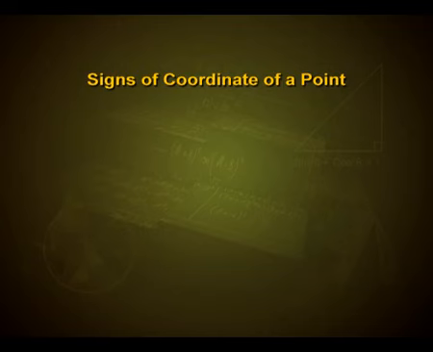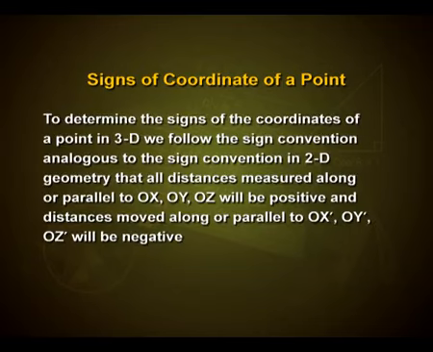Now, let us study the signs of coordinates of a point. To determine the signs of the coordinates of a point in three-dimensional space, we follow a sign convention analogous to the sign convention in two-dimensional geometry, that all distances measured along or parallel to OX, OY and OZ will be positive and distances measured along or parallel to OX', OY' and OZ' will be negative.